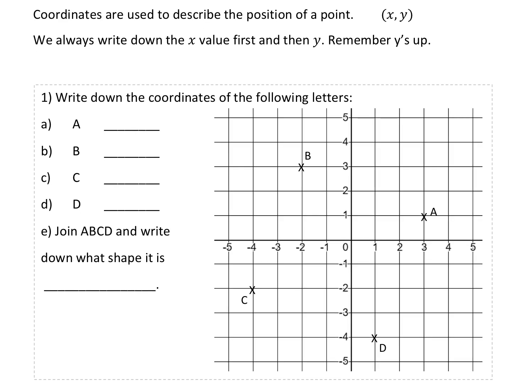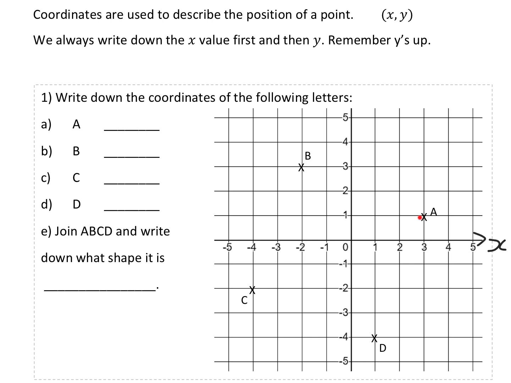Coordinates are used to describe the position of a point. So generally, we can write that as (x, y). We always write down the x value first and then y. A nice way to remember it is that y is up. What does that mean? Well, the x value tells you how far left and right you go. This here is actually called your x-axis.